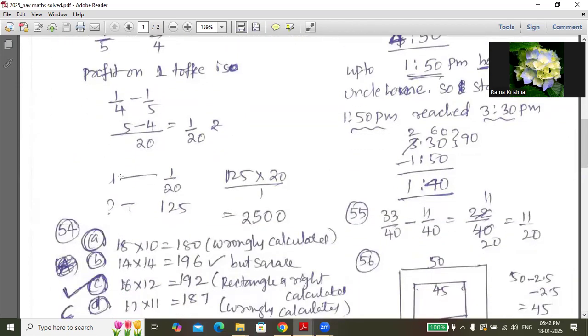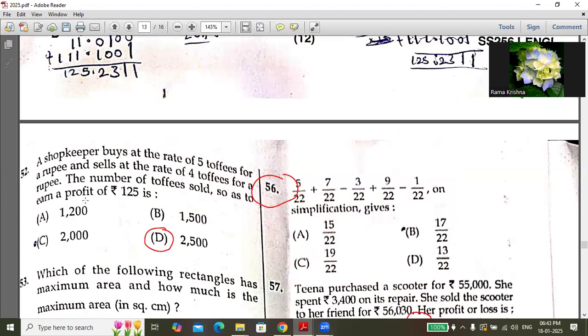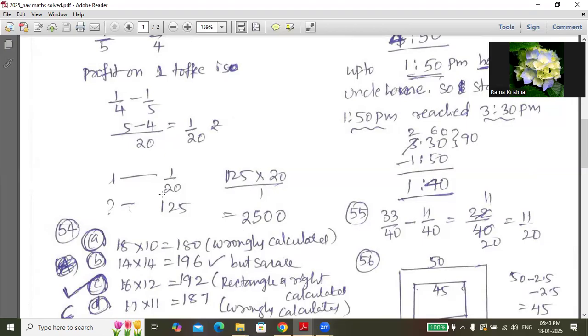Now you can use the unitary method. For 1 toffee, the profit is 1 by 20 rupees. To get 125 rupees profit, how many toffees does he have to sell? So to earn the profit of 125, he has to sell 2500 toffees. Very simple. This is the profit on one toffee.